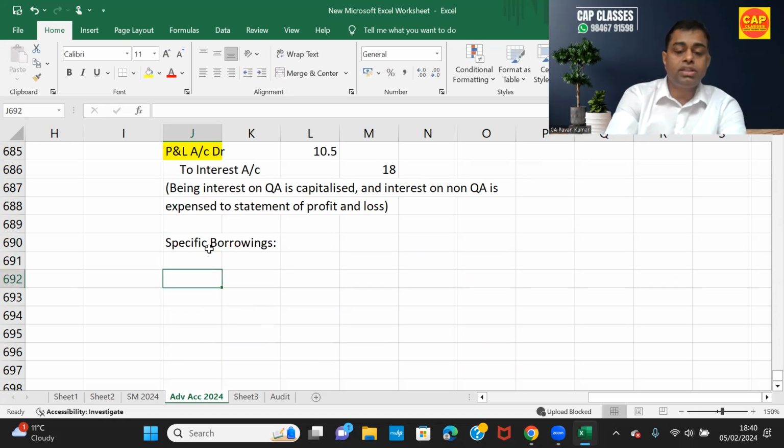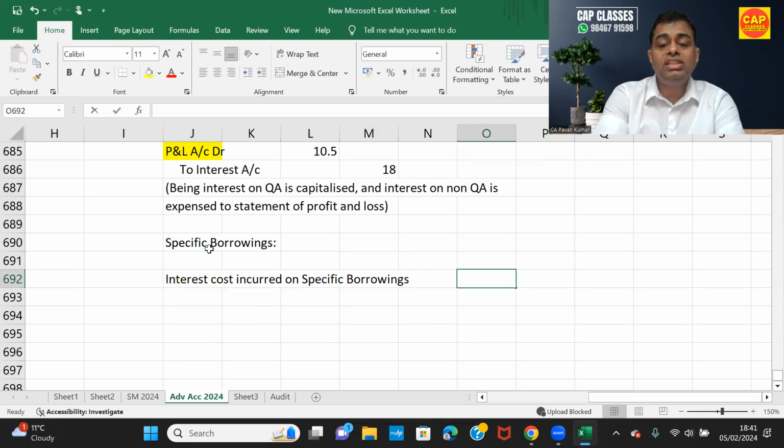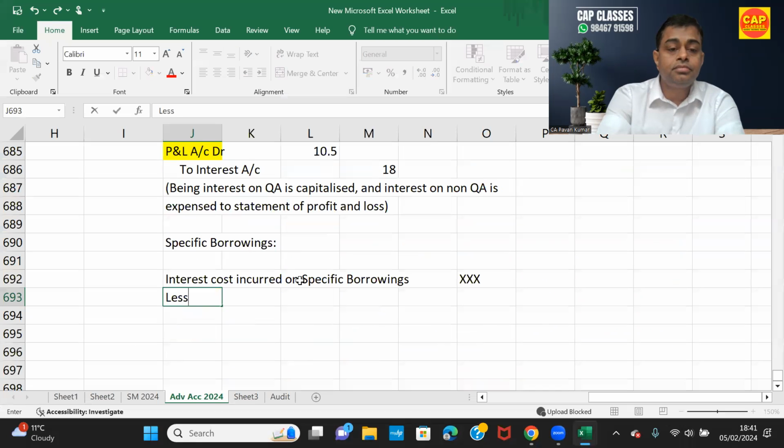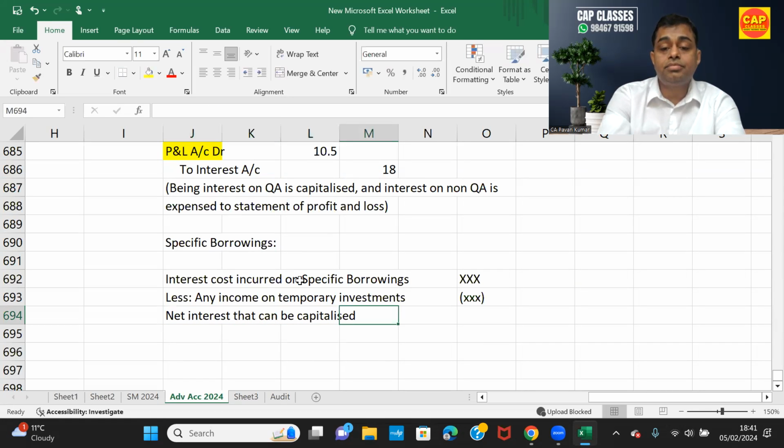In case of specific borrowings, interest cost incurred on specific borrowings XXX, less any income on temporary investments, gives the net interest that can be capitalized.